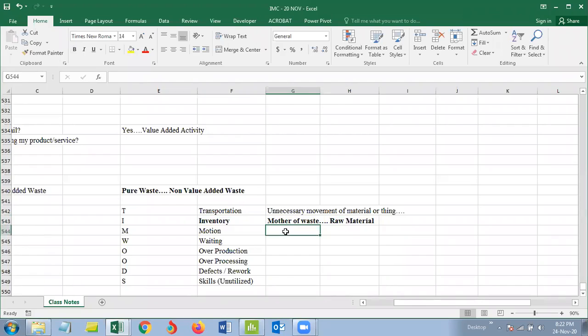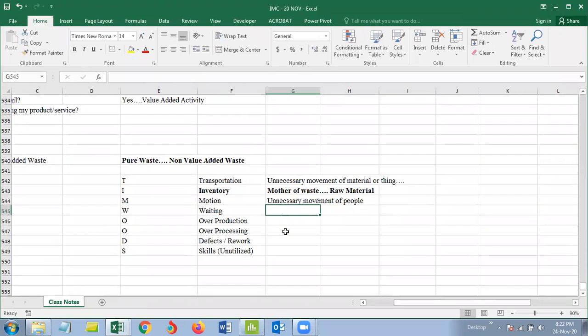Motion waste, probably one of my favorite ones, is unnecessary movement of people. If you have to do too much movement to do your job, that's waste. Waste of time and money.